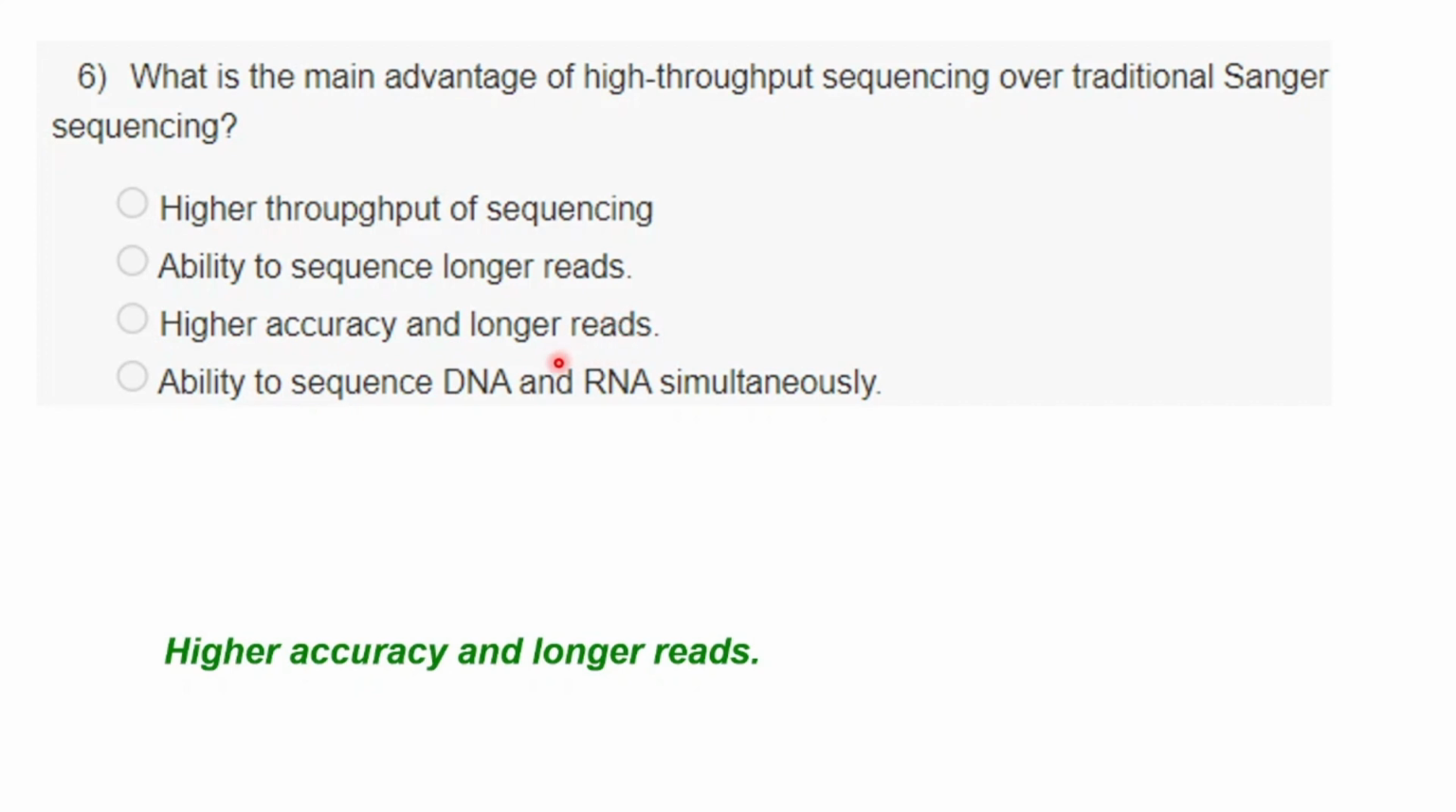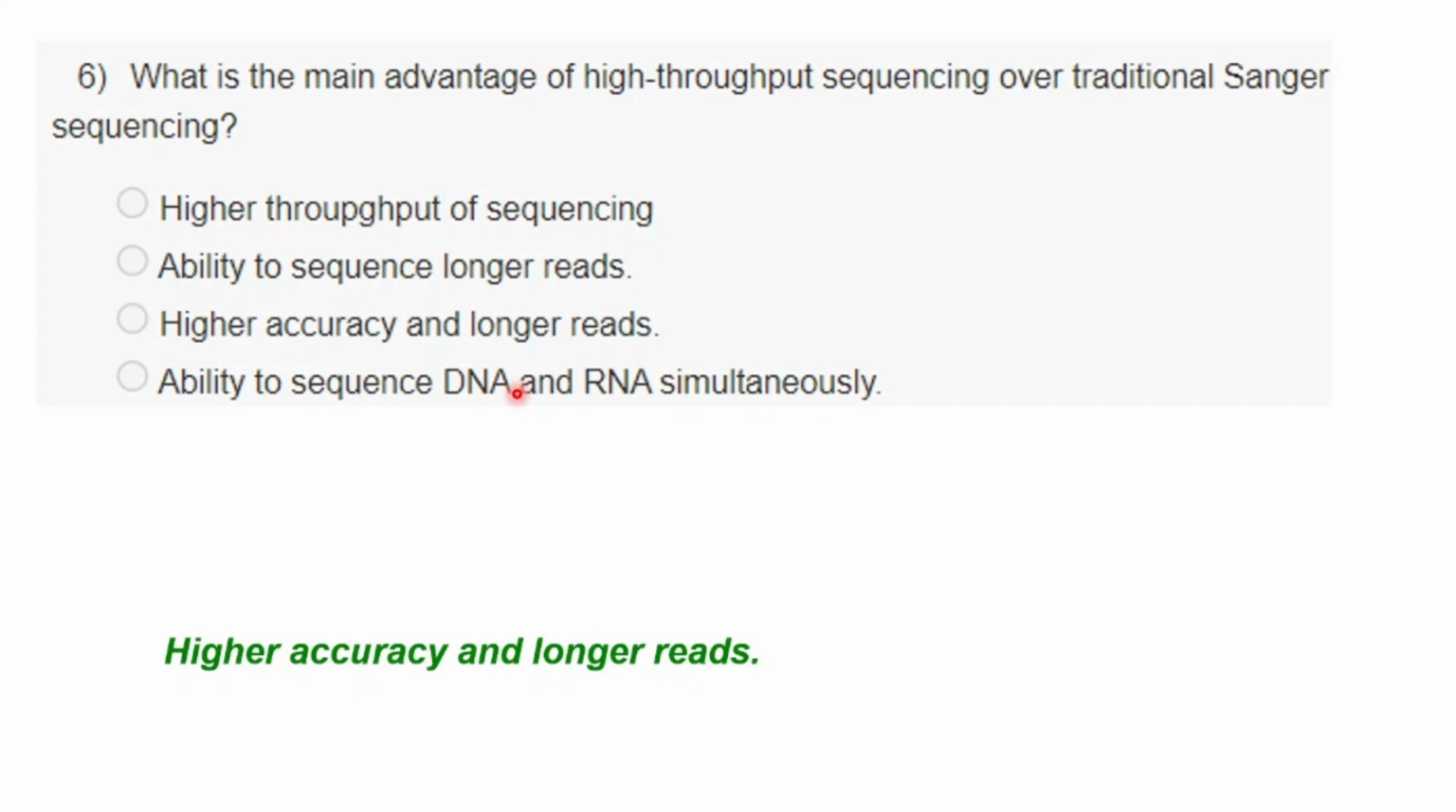In terms of accuracy, the error rates of high throughput sequencing platforms vary depending on the technology used and the specific application. For example, Illumina sequencing typically has a lower error rate than PacBio sequencing, but both technologies have improved significantly in the last few years.